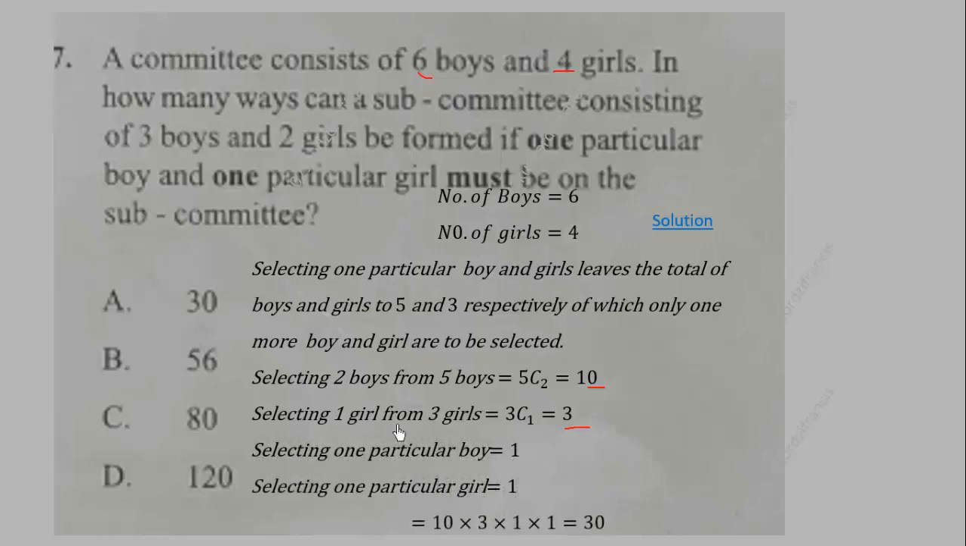So in all, the number of ways we can form a subcommittee consisting of 3 boys and 2 girls if one particular boy and one particular girl must be on the subcommittee is the product of 10, 3, and 1, which is equal to 30.